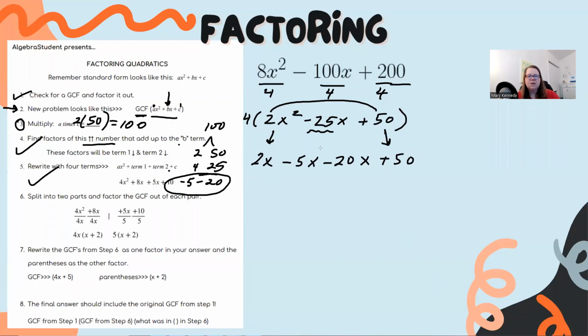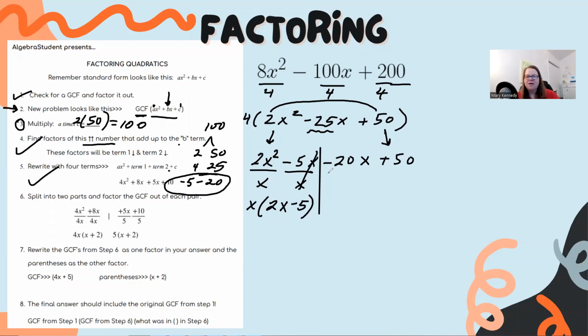All right, step 6, split it into 2 parts. So I'm going to draw a line down the middle and factor the greatest common factor out of each pair. So for 2x squared and negative 5x, they both have an x in common. Oh, that was 2x squared. Sorry. So that leaves 2x. Yep. And here, when the x's divide out, then we have minus 5 left.